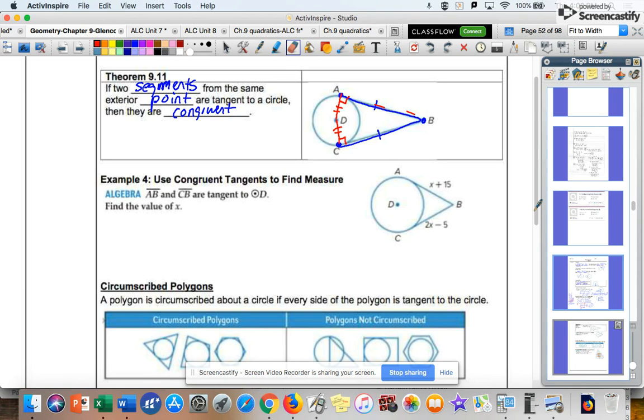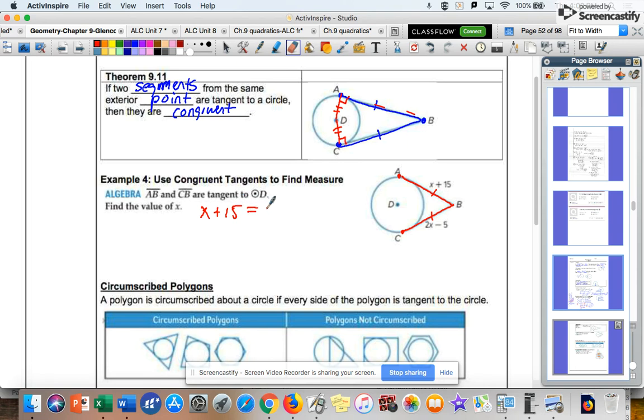Okay, so an example related to that: AB and CB are tangent to circle D. Find the value of x. We were told in the last one, if these are tangent, then both of these segments are congruent to each other. So this will be a little bit easier problem than the last one, more similar to most of the ones that we've done.